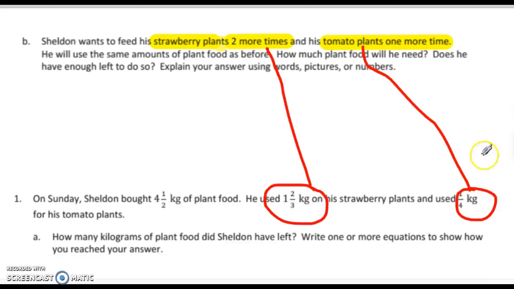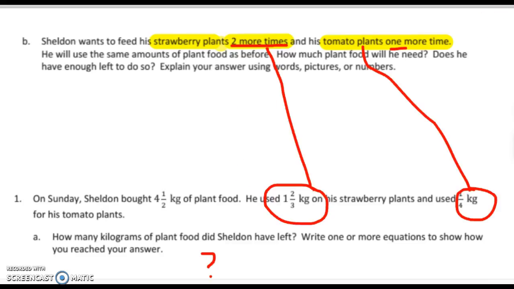Okay, so it says how much plant food will he need? Well, I'm doing this 2 times and I'm doing this 1 time. So that would tell me how much I needed. Does he have enough left to do so? Well, I'm going to have to go back to my answer for 1A and say, this is how much I've got left. Are these amounts together more than that or less than that? Okay, so that's what I'm going to have to do.